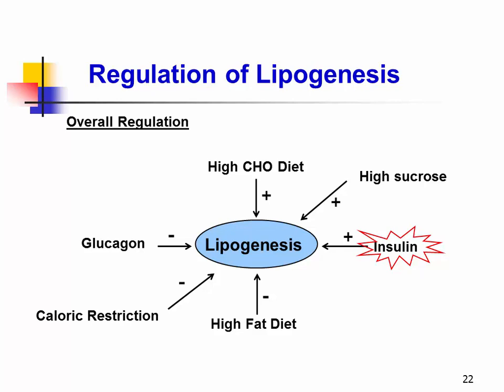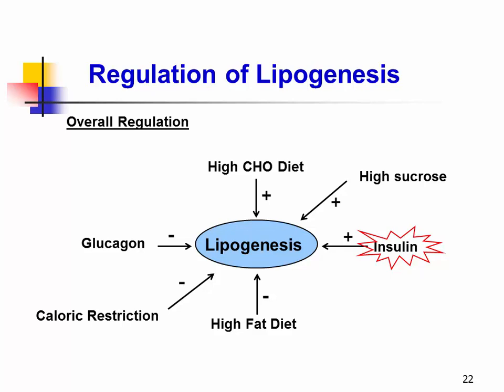And if you can connect the high carbohydrate diet with insulin, then you can understand, right? Insulin should be the strong signal that stimulates lipogenesis. So you couple insulin with the high carbohydrate diet. Insulin and a high carbohydrate diet strongly stimulate lipogenesis, and of course high sucrose diets will also stimulate lipogenesis.